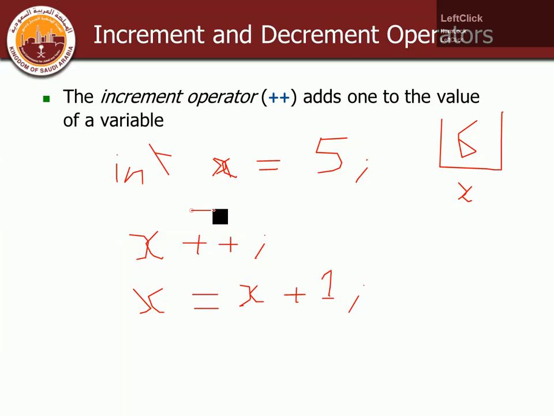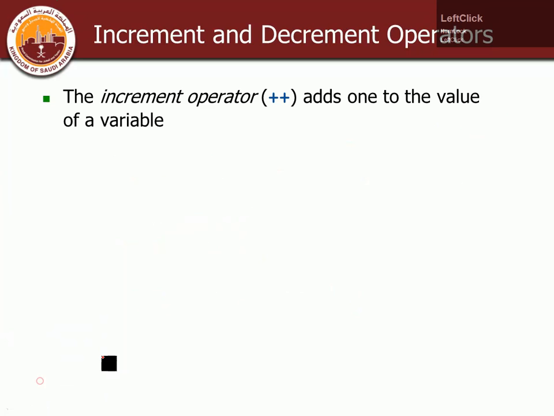The same thing with minus minus. X minus minus means x equals x minus 1. 5 minus 1, that means 4. Okay. Always 1. And there's no multiplication or division. It works only with plus plus and minus minus. However, this is the easiest part.